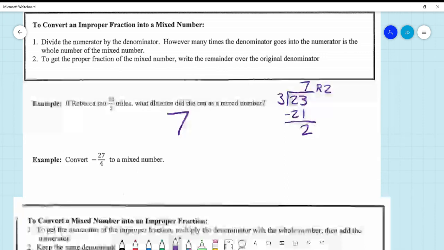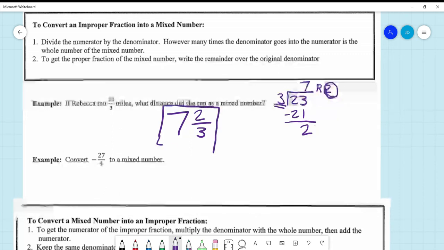Then we're going to use this remainder, what was left over, 2, and we're going to write that as the numerator. We're going to write the denominator as the thirds. So we keep the same denominator we were working with when we had the improper fraction. It's like we were dealing with thirds the entire time. We're still dealing with thirds. So we found out we had 7 whole and then 2/3 left over. So 7 and 2/3.